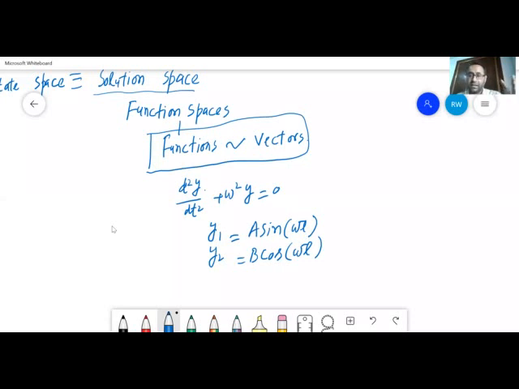I'm telling you, how do you define a vector now? Vectors are elements of a vector space. And what is a vector space? For us, a vector space is a place. It's a very physical definition. A vector space is a place or a space where linear superposition happens. Okay, so that is the basic definition.